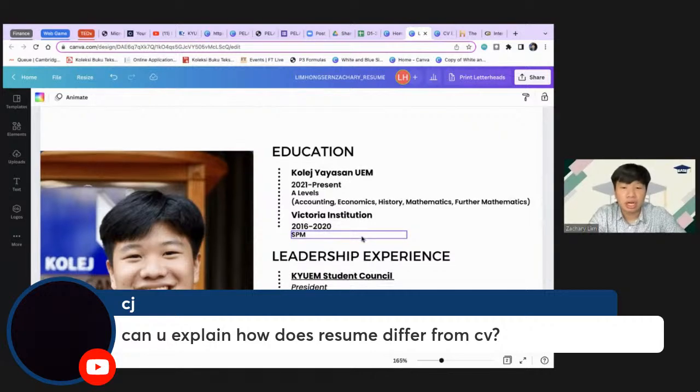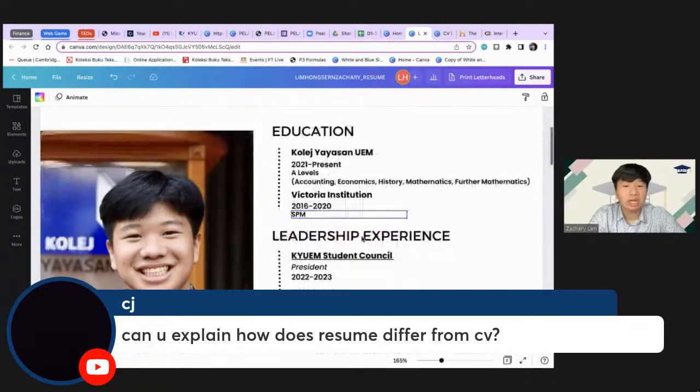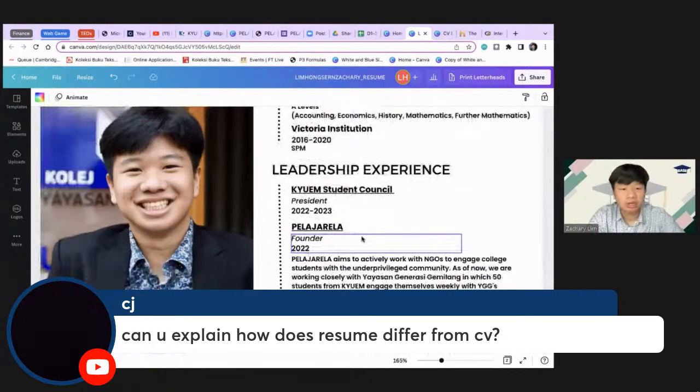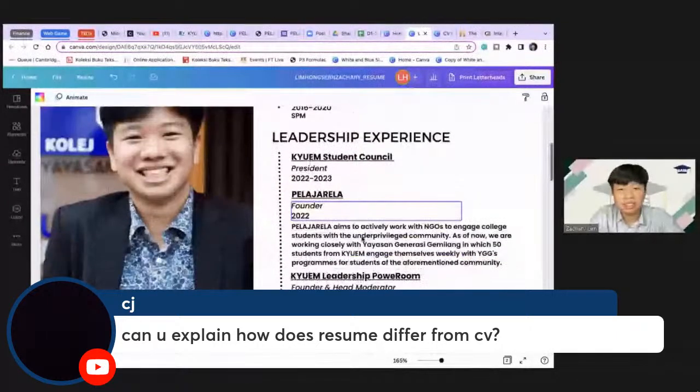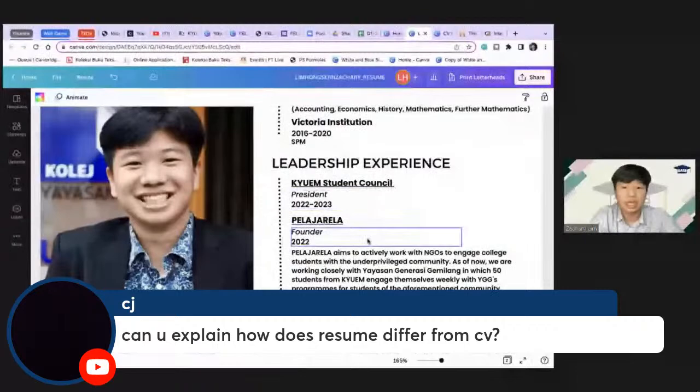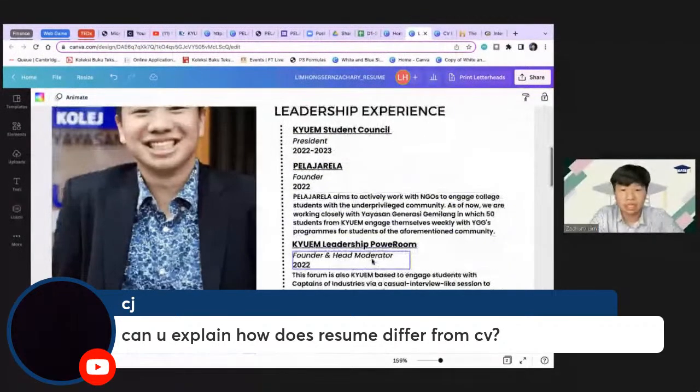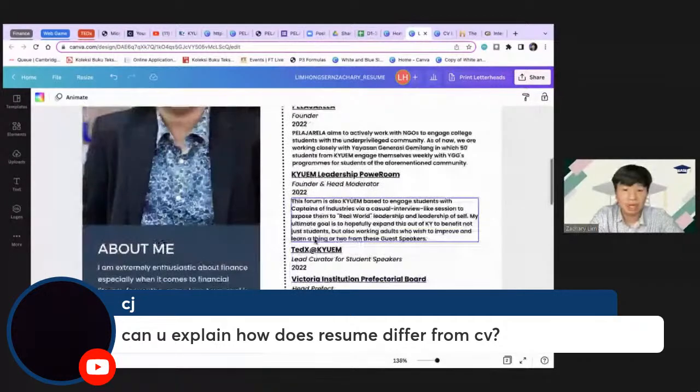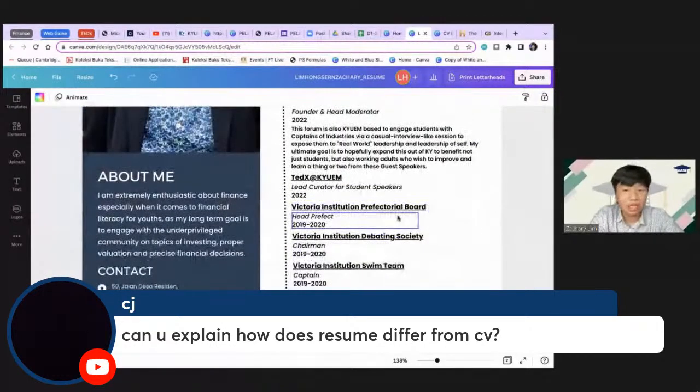So moving on, if you remember what I said earlier about using a functional CV, this is basically a functional CV where I used leadership experience. I am currently the student council president at KY, and I was founder of a few things: Pelajarela, the leadership power room, and so forth. And then I also included my achievements or my activities in high school. So like I was a head prefect in my school, chairman and captain of various things.